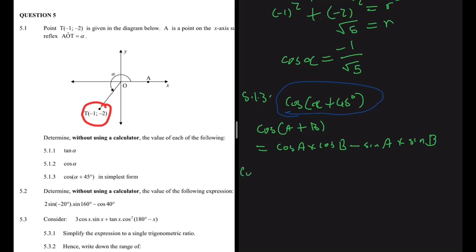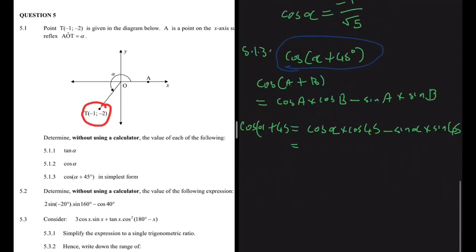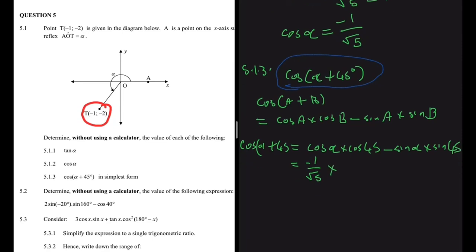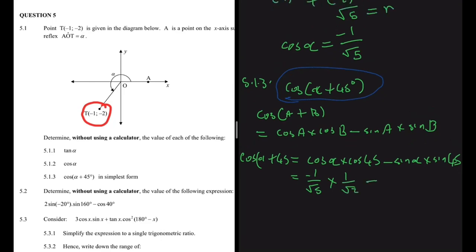So now we're going to say cos of alpha plus 45 will be equal to cos of alpha multiplied by cos of 45 minus sine of alpha multiplied by sine of 45. So what is cos of alpha? We know fully well that that is minus 1 divided by the square root of 5. And then what is cos of 45? That is a special angle, right? That is 1 divided by square root of 2 minus sine of alpha, right?